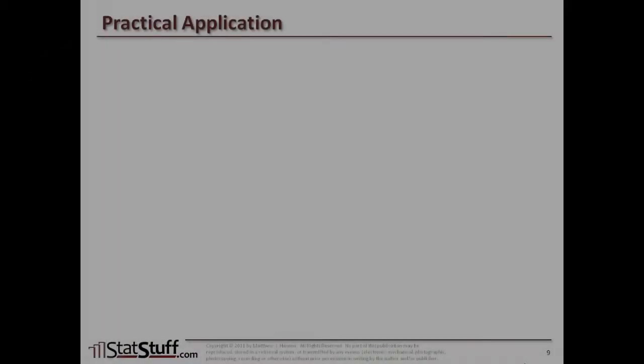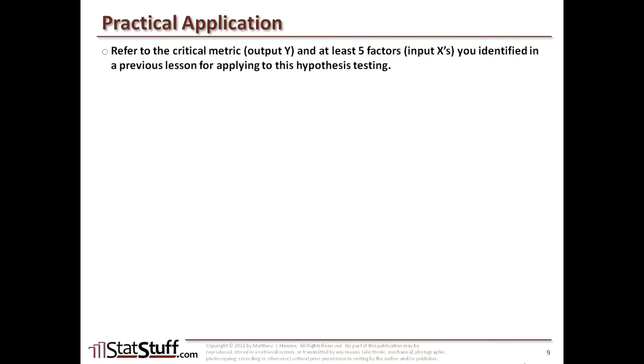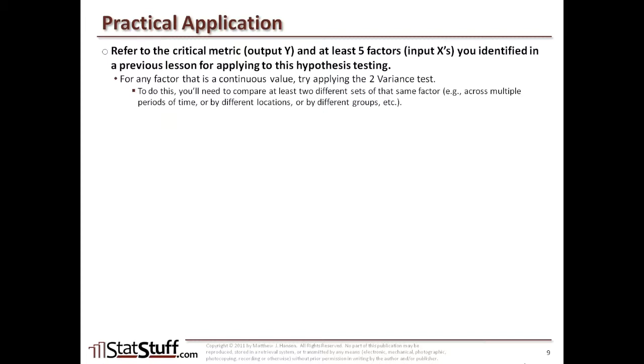All right, before we close this lesson, let's discuss how we can apply some of these concepts in a practical way. I'd like you to refer back to the output Y and input X's that you identified previously for wanting to run these hypothesis tests. And then for any factor that you've identified that is a continuous value, that's where you want to use that as an example for running through the two variance test.